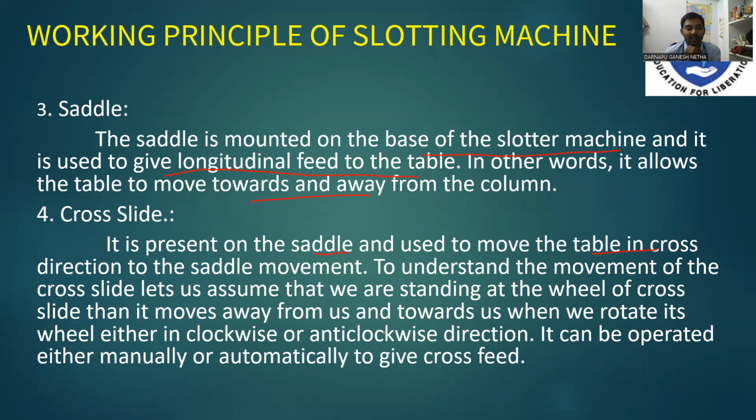When we rotate it, we turn it either in clockwise or anti-clockwise direction. It can be operated either manually or automatically. The function of the saddle is to move the table in the cross direction to the saddle movement, and also the cross slide rotates in clockwise or anti-clockwise direction.